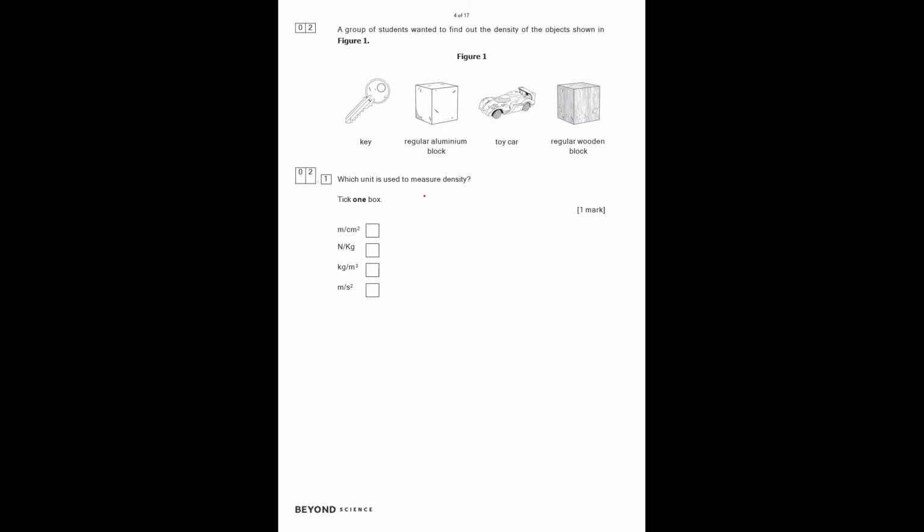2.1, which unit is used to measure density? Well, density is how heavy something is per unit volume. Mass per unit volume. How many kilograms are there per, say, meter squared? Let's have a look. Meters per centimeter squared? No, that's not mass per unit volume. Newtons per kilogram? Certainly not. Kilograms per meter cubed? That's what I just said, and that last one is the unit for acceleration.